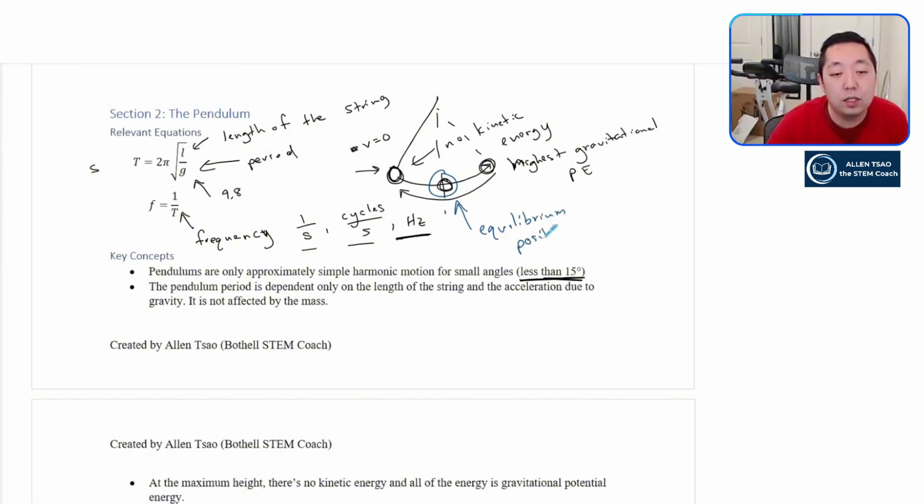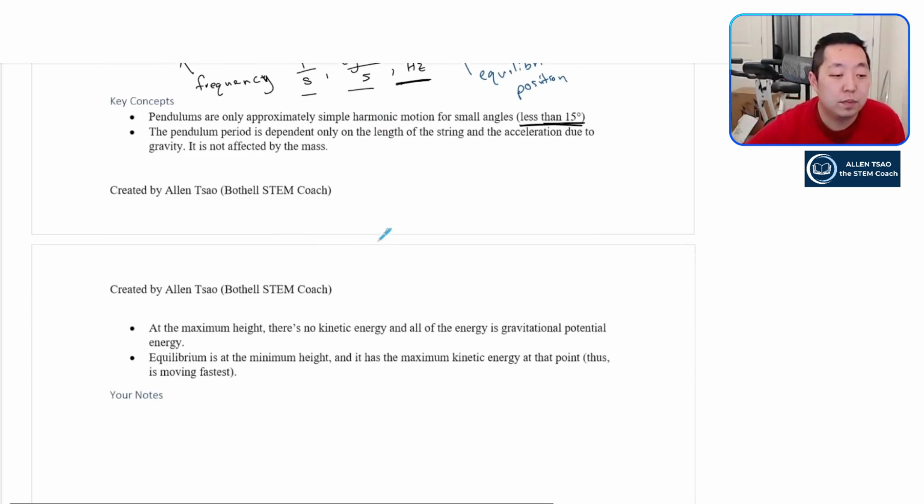The equilibrium position is where it's kind of in the center spot, but it's also where it has the maximum kinetic energy. Whereas up here, at the extreme points, it has the maximum gravitational potential energy. And so that's the basic idea.